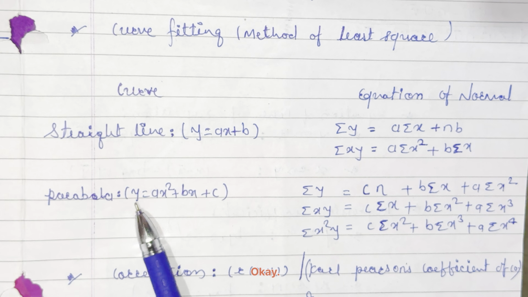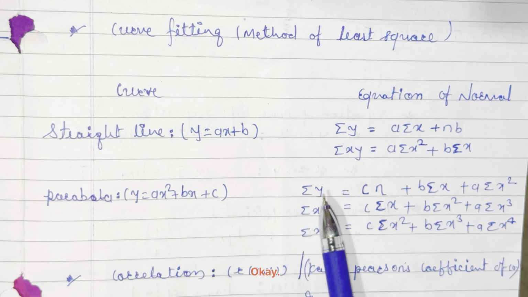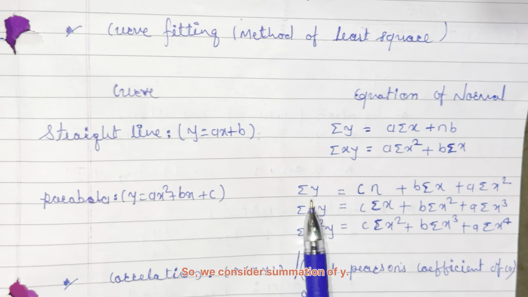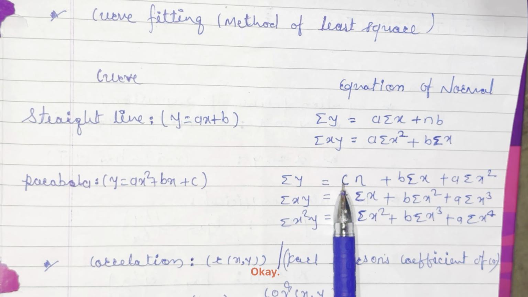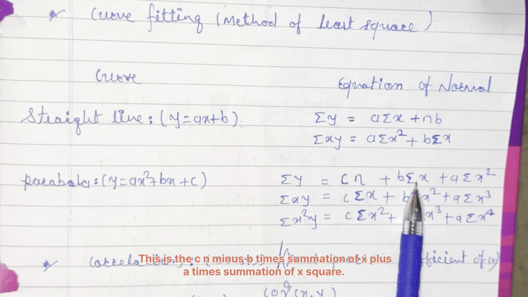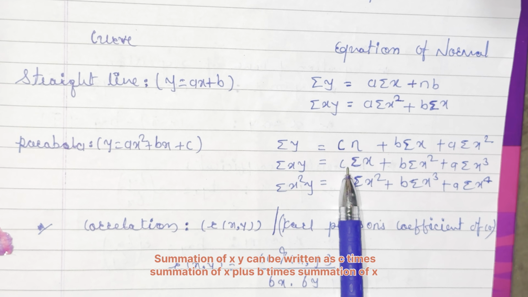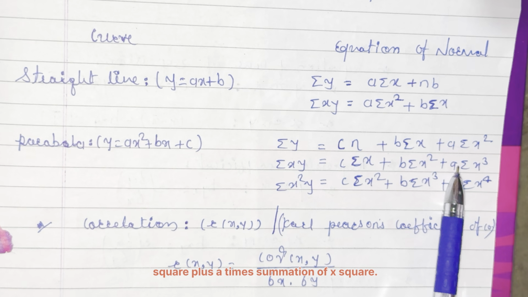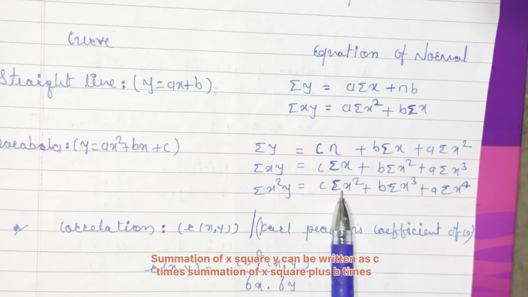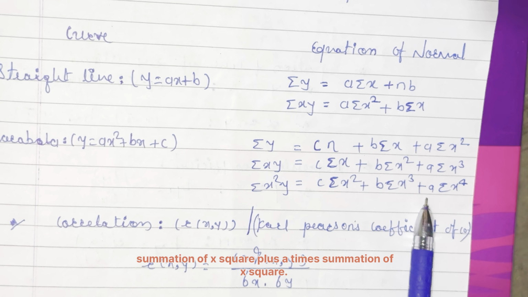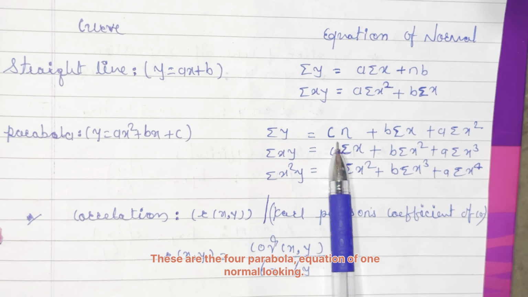And for a parabola, when we have y equal to ax square plus bx plus c, then we consider summation of y as c times n plus b times summation of x plus a times summation of x square. Summation of xy can be written as c times summation of x plus b times summation of x square plus a times summation of x cube. Summation of x square y can be written as c times summation of x square plus b times summation of x cube plus a times summation of x raised to 4. These are the normal equations for a parabola.